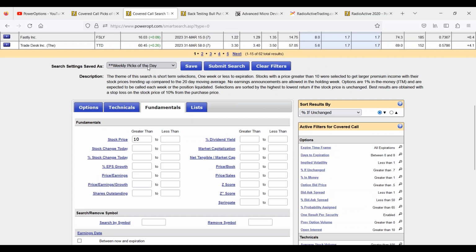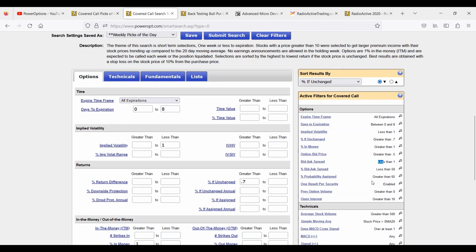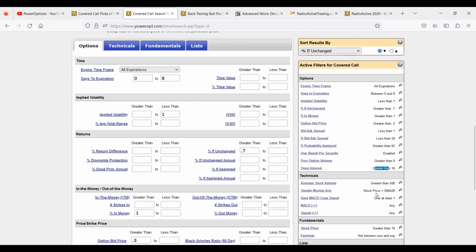This weekly picks of the day, you see that we have a variety of different options criteria. When you go to the search, you can see exactly what's being used. Implied volatility less than 1. There's that example we just talked about. Of course, days to expiration, that's obvious. Percent if unchanged minimum, bid-ask spread, theoretical probability assigned greater than 65, 1 result per security, some basic liquidity.